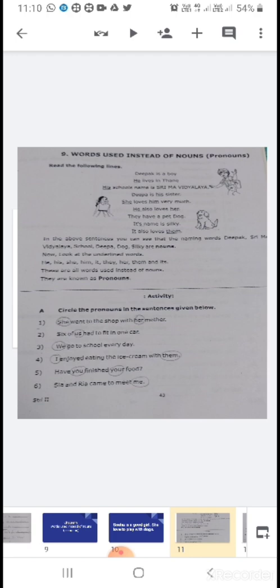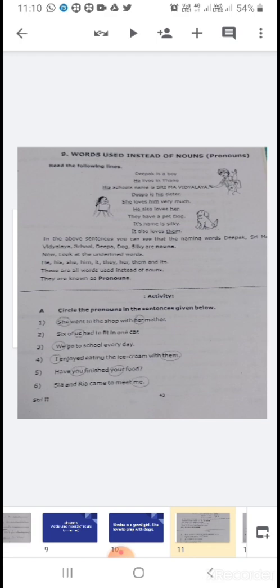Next is we go to school every day. So we here represents the pronoun. So circle the we. Fourth is I enjoyed eating the ice cream with them. Here I and them both are the pronouns. So circle them. Fifth is have you finished your food?